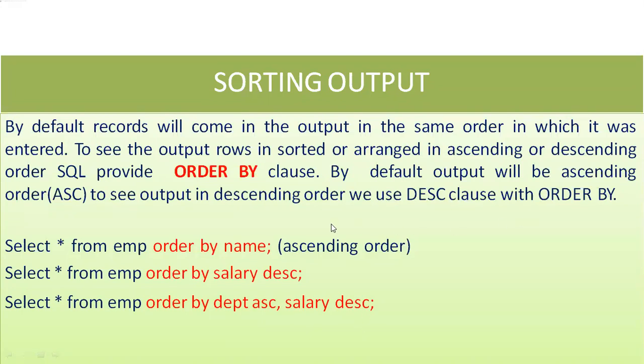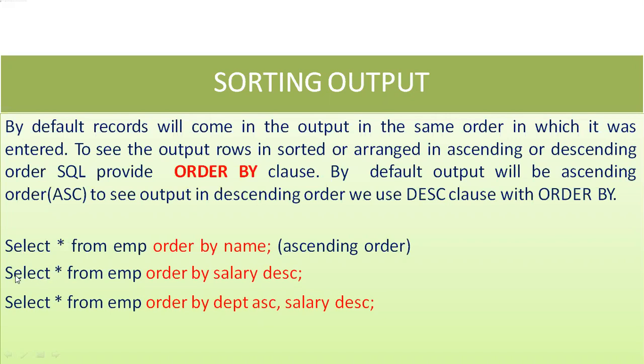See here, I have given some example commands. SELECT star. What is the use of asterisk here? All records will be selected from the EMP table ORDER BY name, so I arrange the values by name. I am using the EMP table ORDER BY name, which will be in ascending order. I am not applying ASC or DESC here. By default it will arrange values in ascending order.